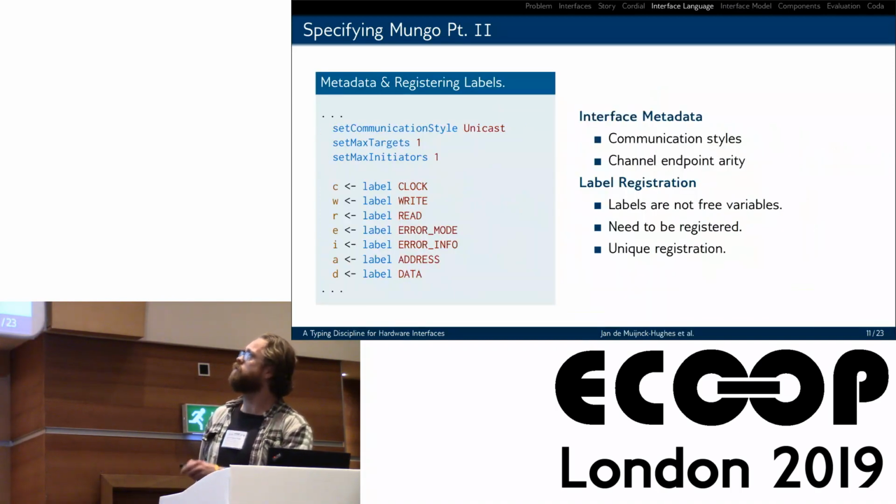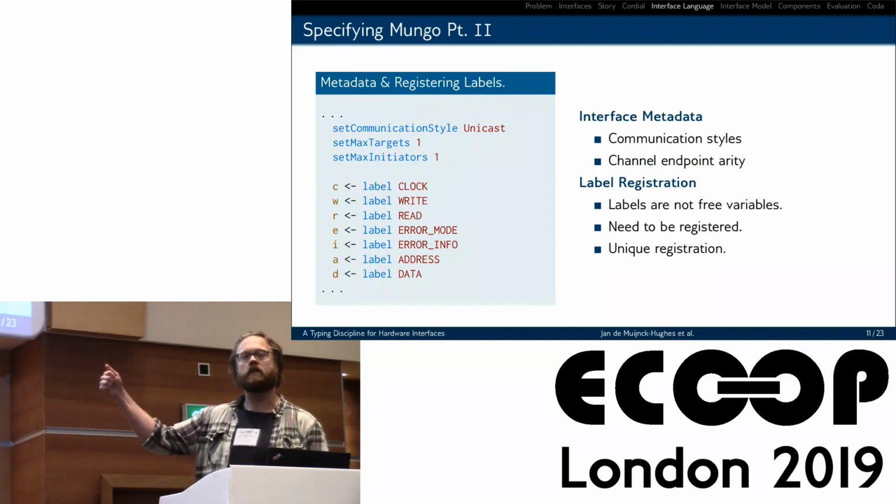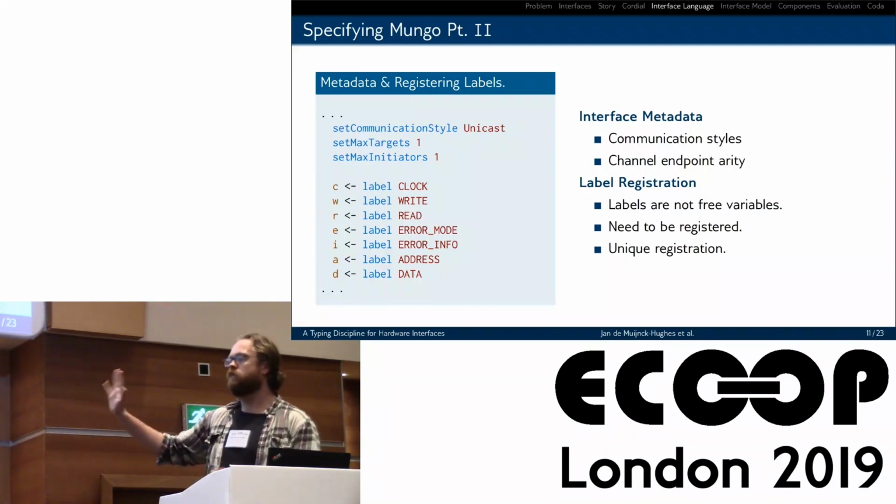So we can register these labels with our system, which initiates the linear typing. It says, look, this can only be used once, and when we start using things, it'll be decremented and not available for use.